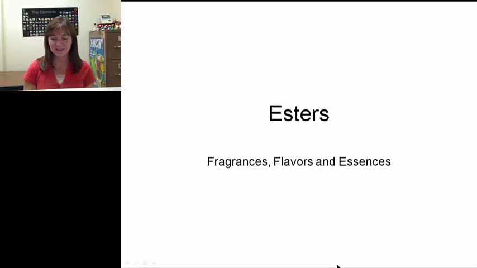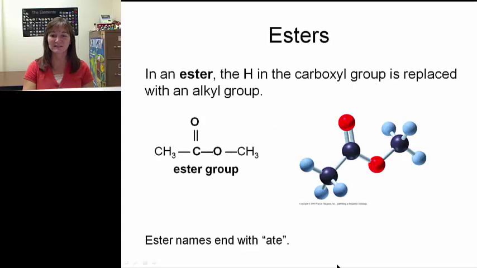Okay, so that is carboxylic acids. Switching to esters, then, our next functional group. This particular functional group is known for having a lot of nice fragrances. They're used in perfumes. Most of them smell good. A lot of them are in your flowers and fruits, things that have a nice flavor.